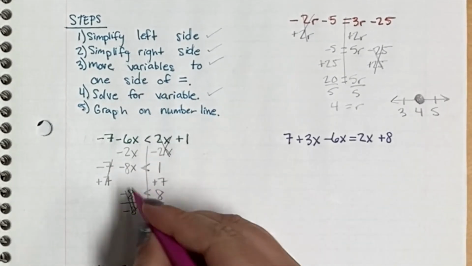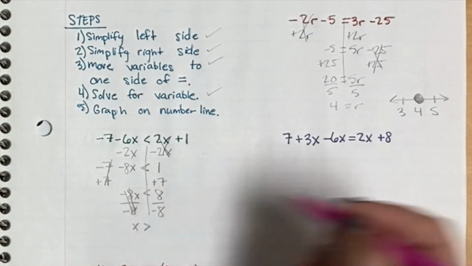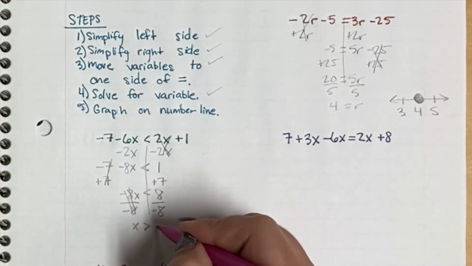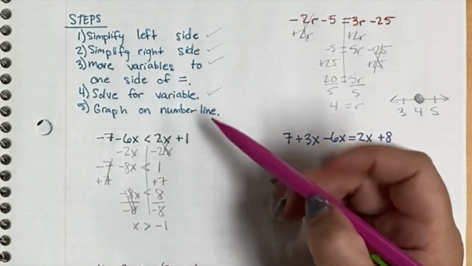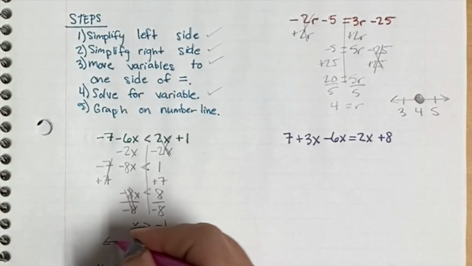Now, if you remember, whenever I divide or multiply by a negative, I have to switch my sign. 8 divided by -8 is -1. So I have done step number 4. Check. The very last step is to create a number line.